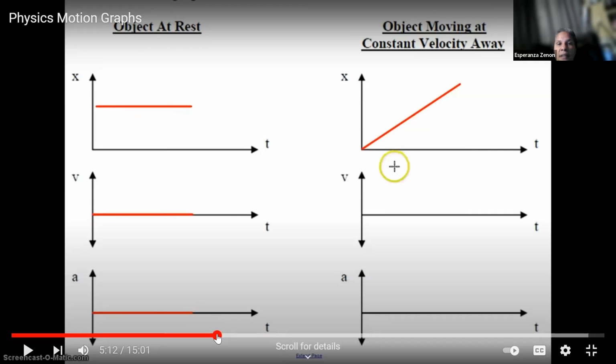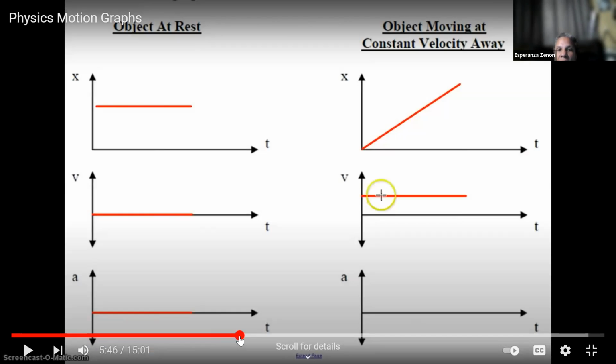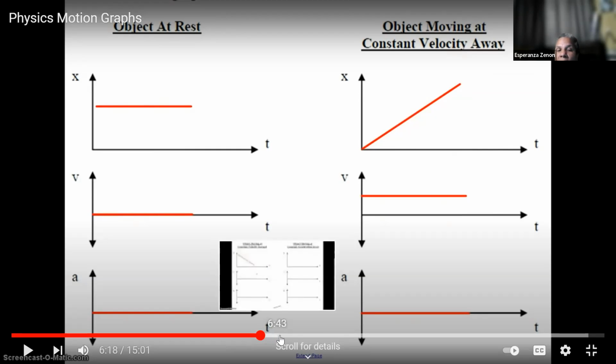Now, we have the scenario where you have constant velocity, that means your position is going to increase uniformly, but your velocity is going to stay constant. You see that horizontal line on the VT graph means the velocity is constant. If the velocity is constant, your position, the XT graph, is linear. And it means then if your velocity is constant, you're not accelerating. So the AT graph has a horizontal line at 0 because you're not accelerating.